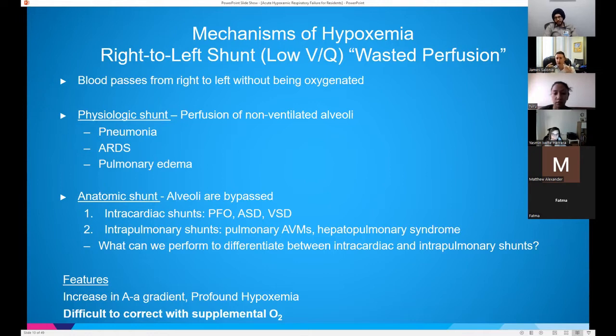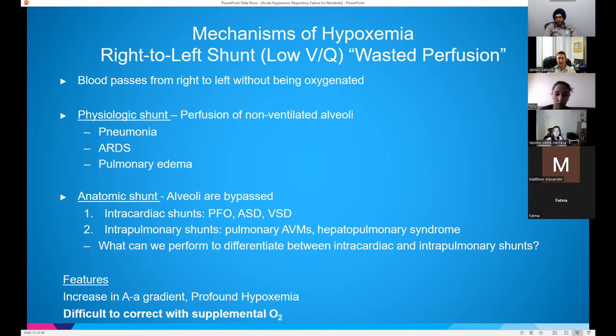You just go back and forth agitating the saline when you have a good view of the heart, and then you push the agitated saline in. What you will see is bubbles going into the right atrium and the right ventricle. If there's an intracardiac shunt, within 3 cardiac cycles you'll see it going into the left side of the heart. If there's an intrapulmonary shunt, within 5 to 6 cardiac cycles you'll see it going into the left side of the heart. If there's no shunt at all, the pulmonary vasculature will absorb those microbubbles and you won't see anything going into the left side of the heart.